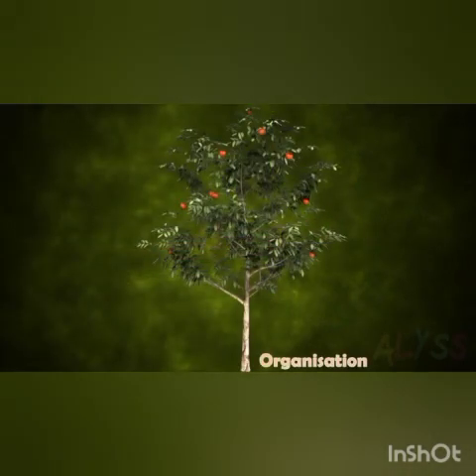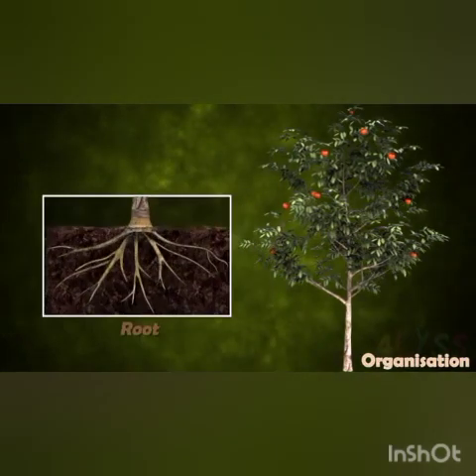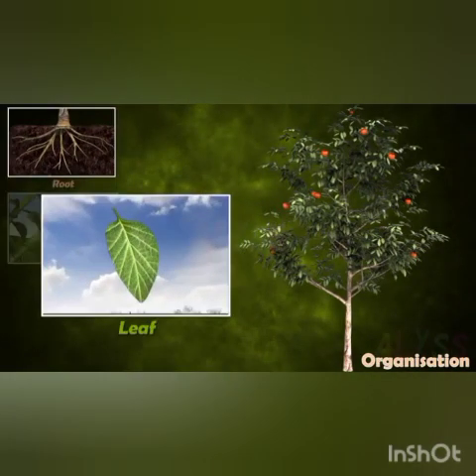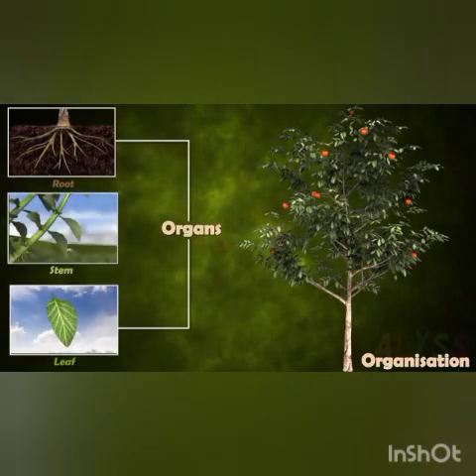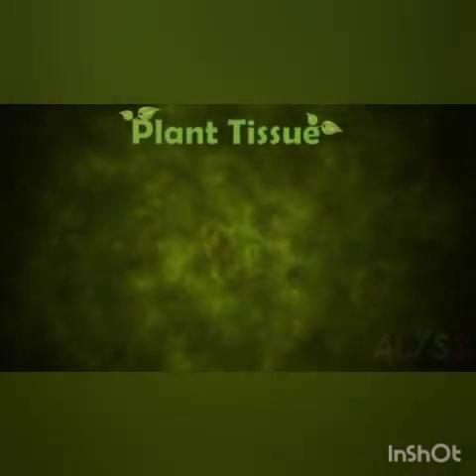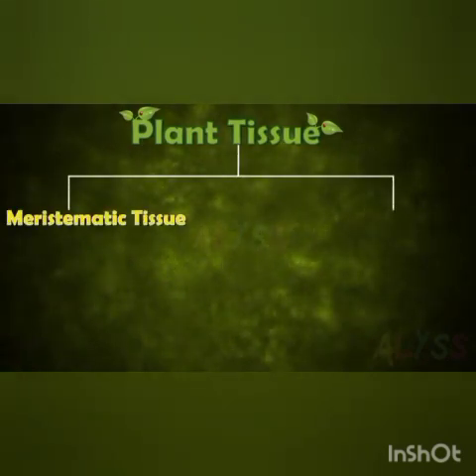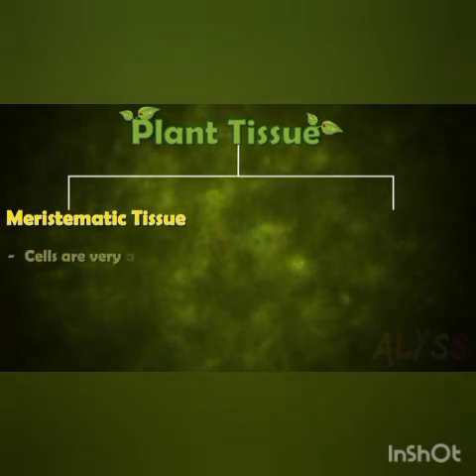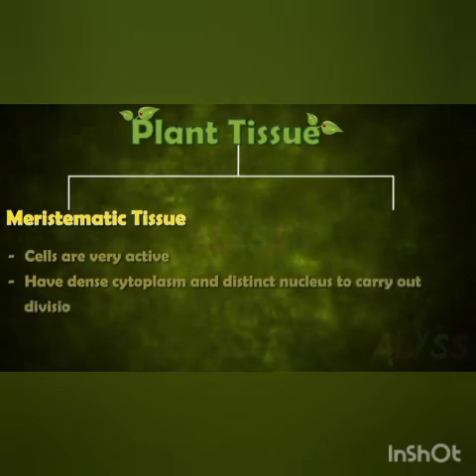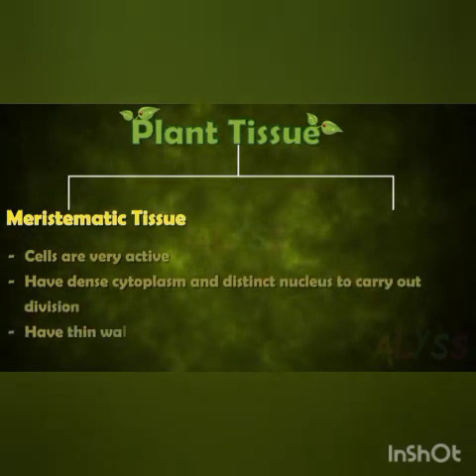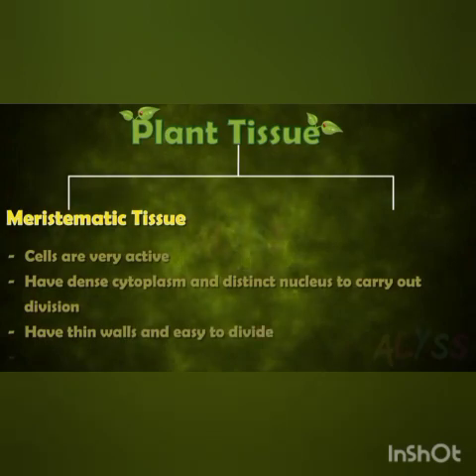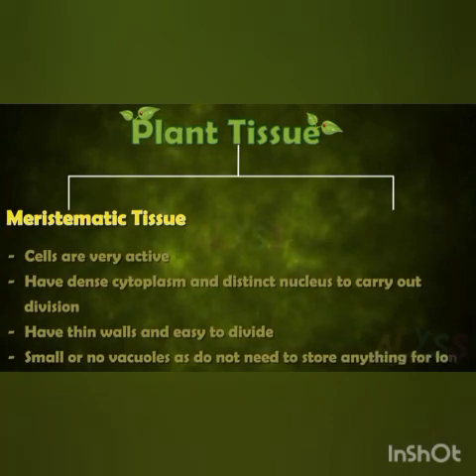The next level of organization forms organs combining different tissues. Examples include root, stem, leaf, etc. There are two types of plant tissue. The first one is meristematic tissue, which has dividing cells. The cells are very active, have dense cytoplasm and a distinct nucleus to carry out division. They have thin walls and are easy to divide. They have small or no vacuoles, as they do not need to store anything for long.